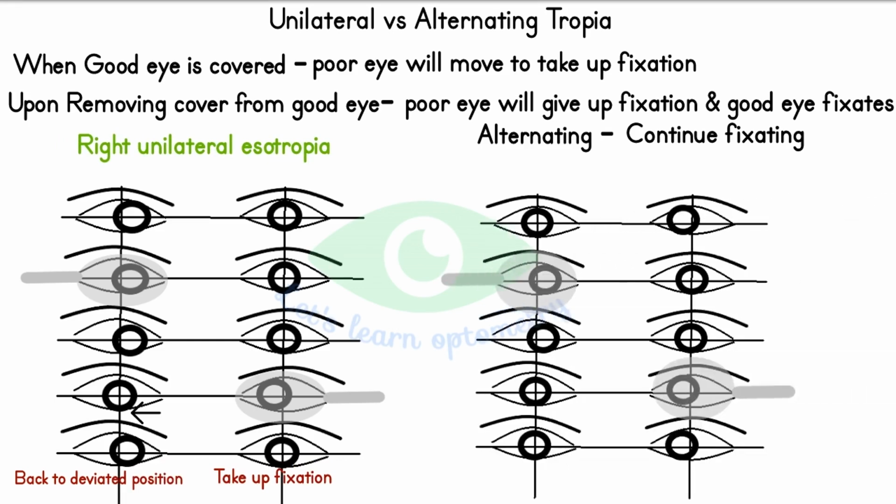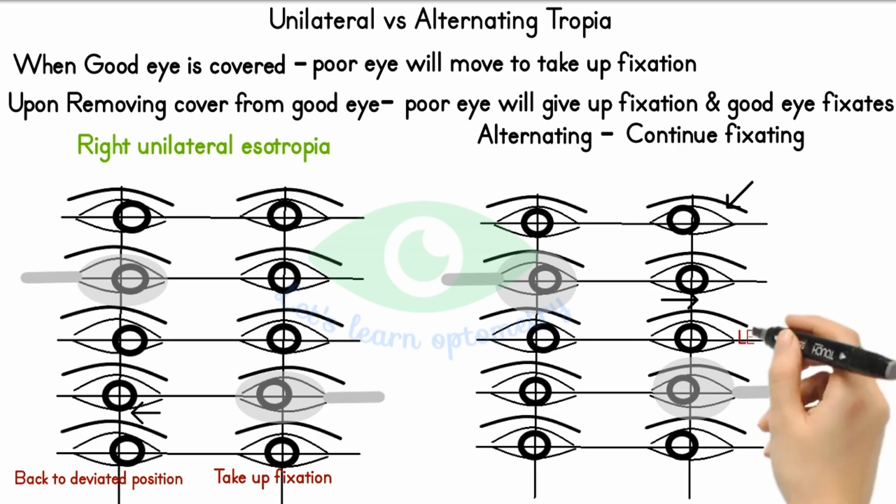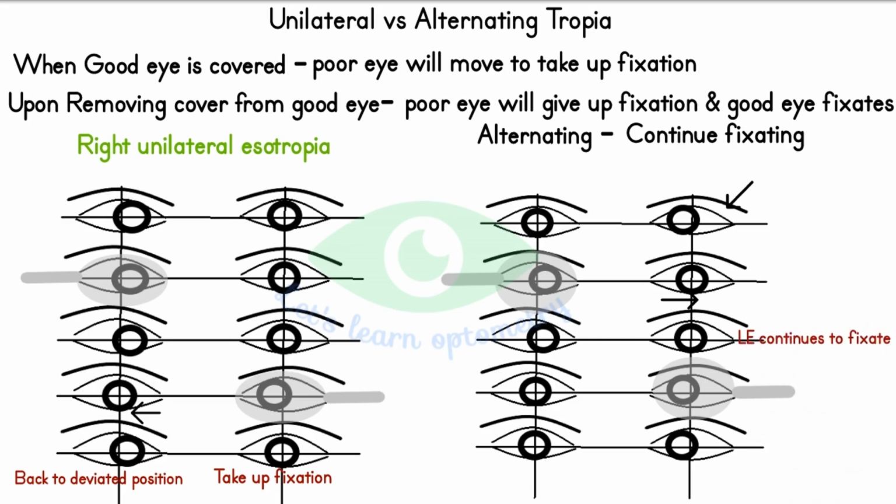This shows esodeviation of the left eye. Right eye is fixating and left eye is deviating inwards. When covering the fixating right eye, the left eye moves out to take up fixation. After removing the cover from the right eye, the left eye continues to fixate. So, if we cover the left eye now, the right eye moves out to take up fixation. After removing the cover, the right eye continues to fixate, that is, both the eyes alternate the fixation.